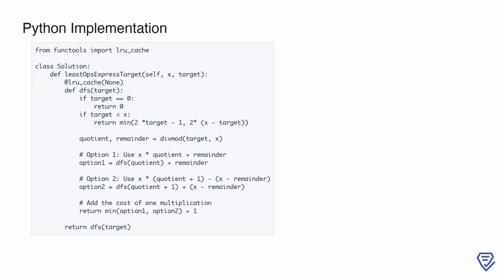5. Final return. The result of the DFS target call is returned, representing the minimum number of operations needed to express target. This approach leverages memoization to avoid redundant calculations, ensuring efficient performance even for large inputs. The recursive structure elegantly handles the problem's complexity by breaking it down into smaller subproblems.